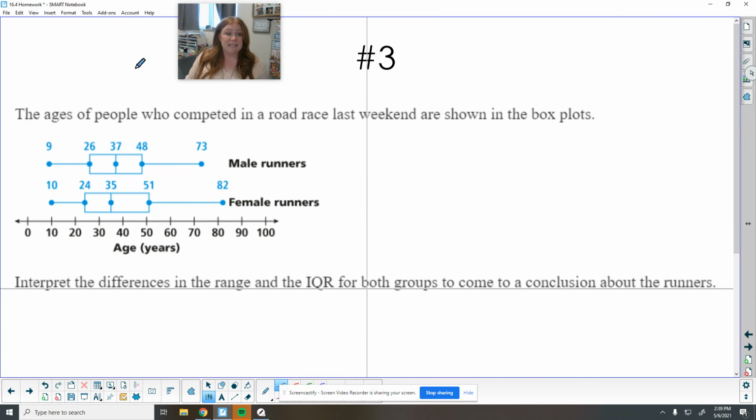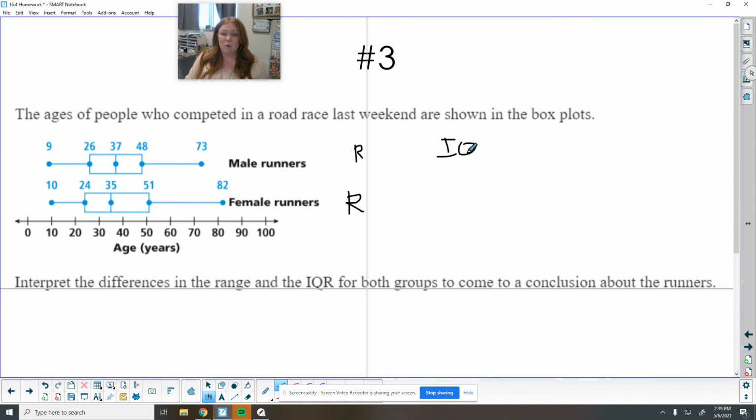Okay, number 3 says that ages of people who competed in a road race last weekend are shown in the box plots here, male and female. So interpret the differences in range and IQR for both groups and come to a conclusion. So I need the range for both male and female.